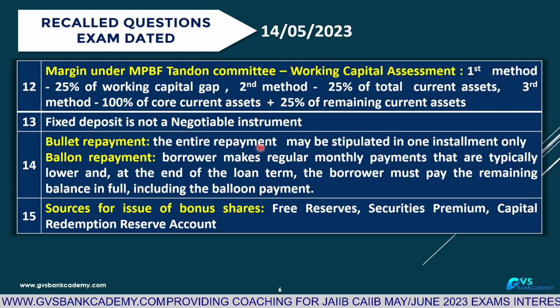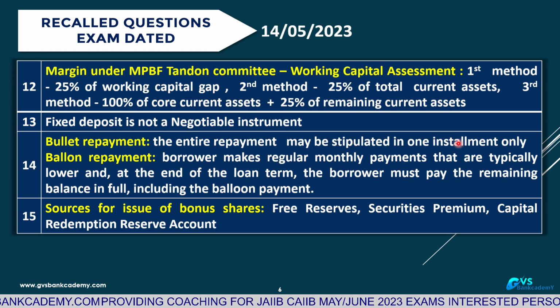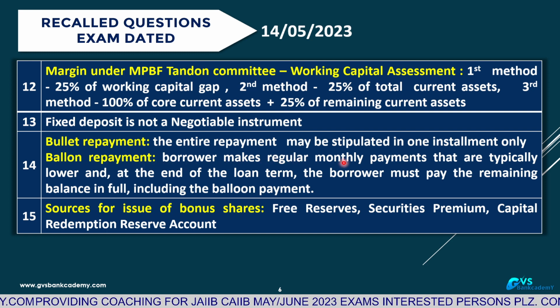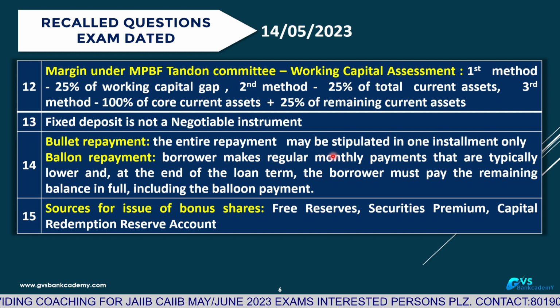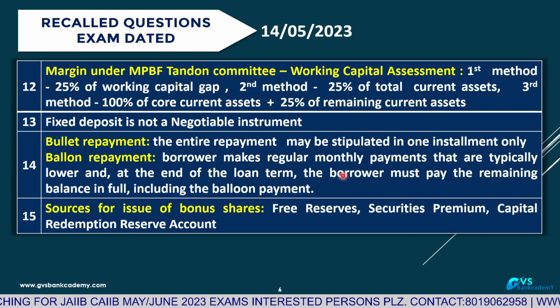Then 14th question, bullet repayment. The entire repayment of the loan may be stipulated in one installment only. In one installment, the party repays the entire loan. Balloon repayment: the borrower makes regular small monthly payments that are typically lower in amount. At the end of the loan term, the borrower must pay the remaining outstanding amount, including the balloon payment.